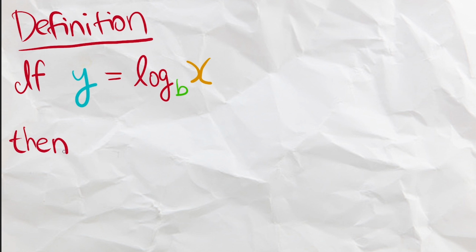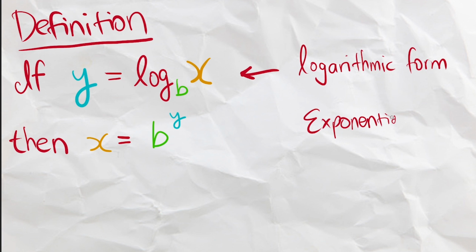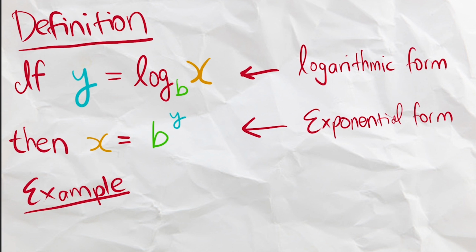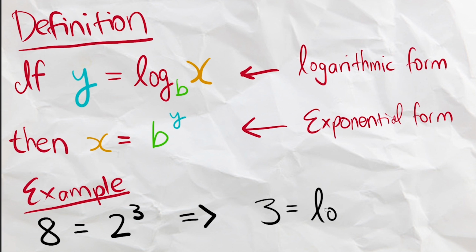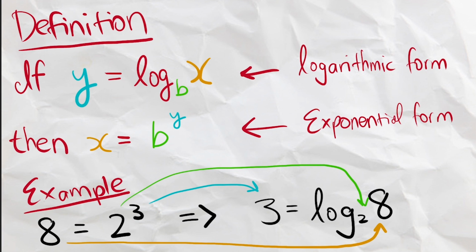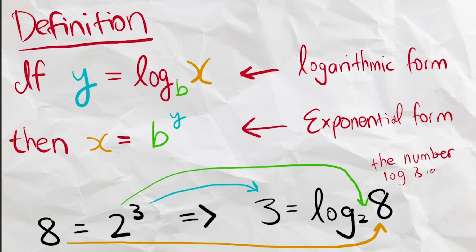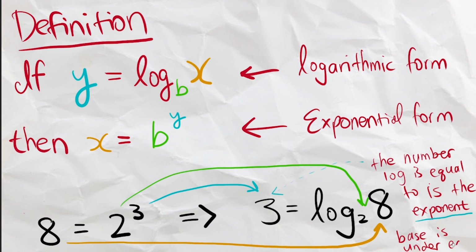So to start, we will go over the definition of log, which is if y equals log base b of x, then x equals b to the power of y. This is what we call the logarithmic form, and this is what we call the exponential form. So, if I give you 8 equals 2 cubed, then its log form will be 3 equals log base 2 of 8. I usually visualize the number the log equals to as the exponent, and the base of the log as the number under the exponent.